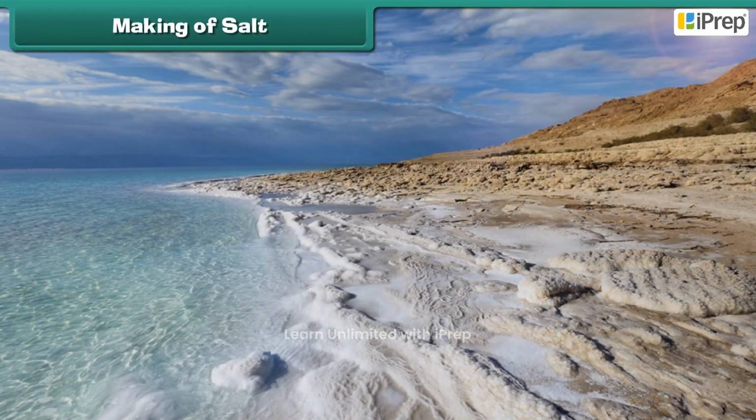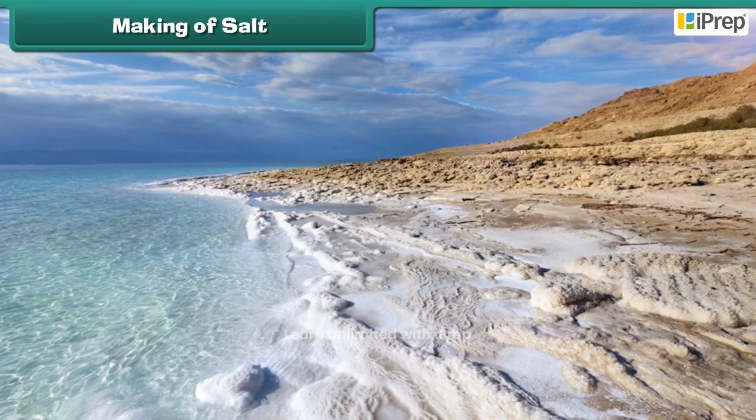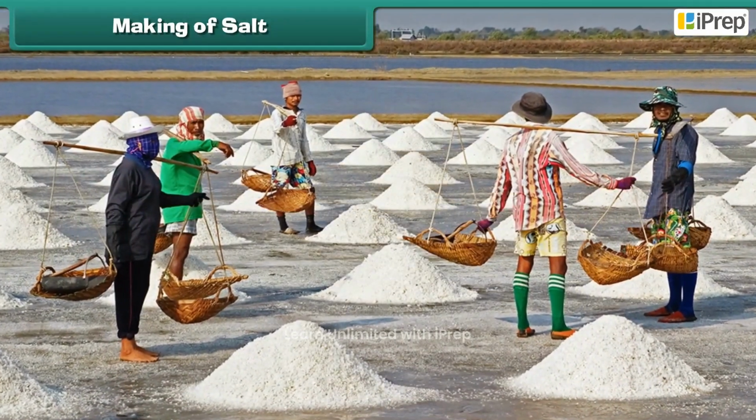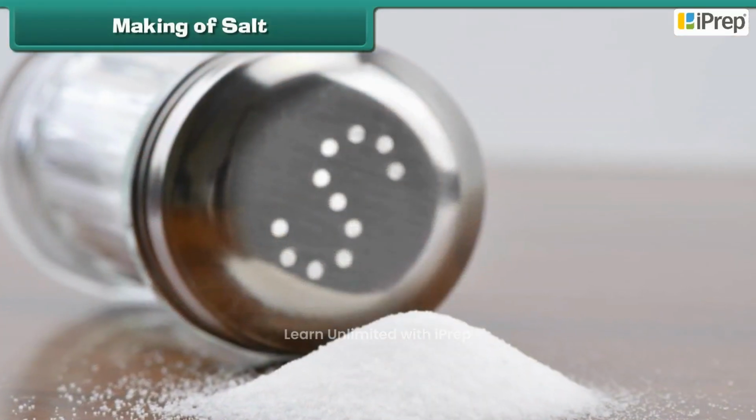Making of salt. The common salt is also made by evaporating seawater. The salt obtained is then filtered to get pure salt that can be used.